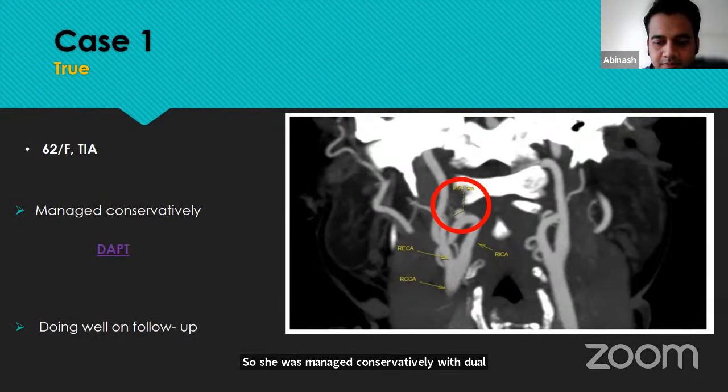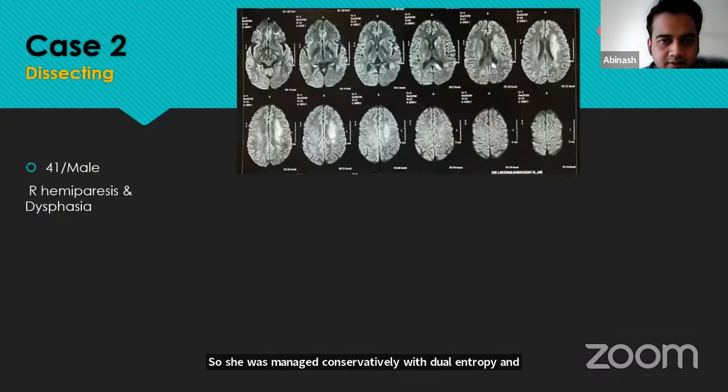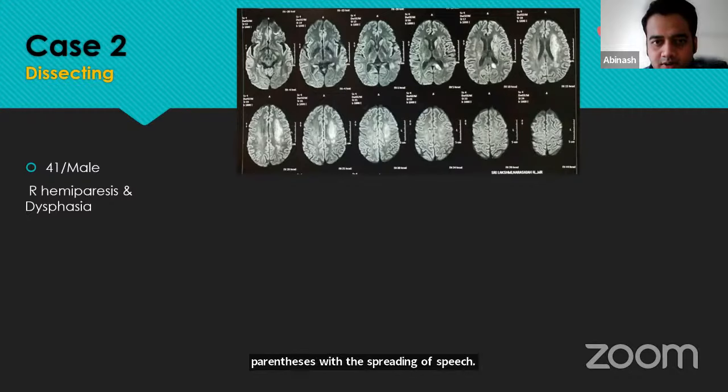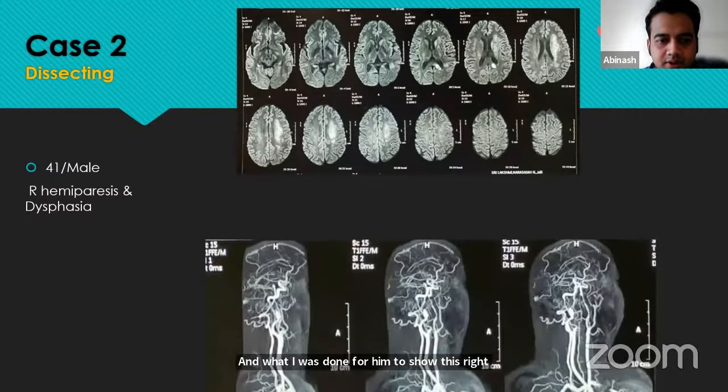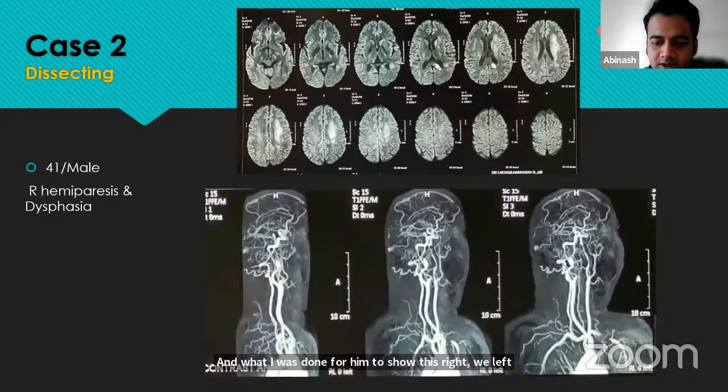So she was managed conservatively with dual antiplatelet therapy, and she has been on regular follow-up and has been doing well. Now going to the second case, this is a 41-year-old male who presented with sudden right hemiparesis with slurring of speech. MRI was done for him, which showed this left MCA stroke. Whereas when the CT angio was done, an aneurysm was seen in the extracranial ICA.